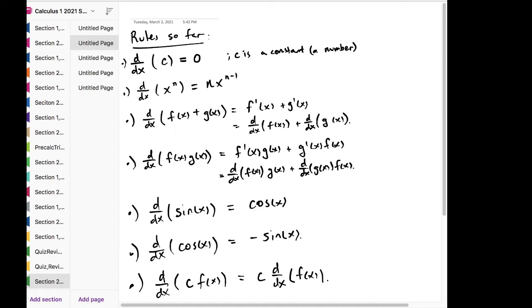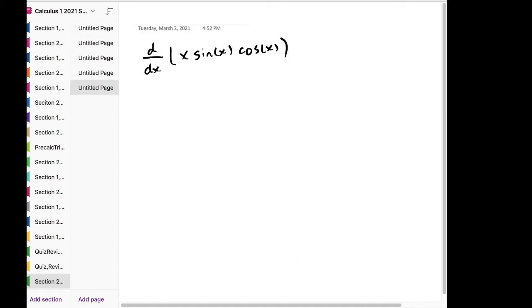Okay. So let's do a practice problem. Let's take d/dx of x times sine times cosine. So there's three products here, right? But we don't have a triple product rule. We only have a double product rule.